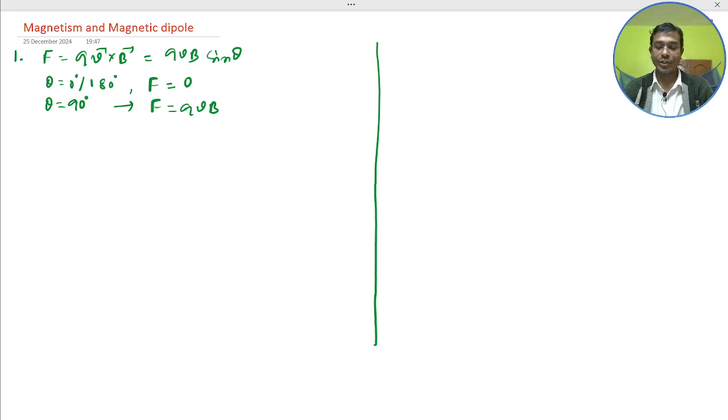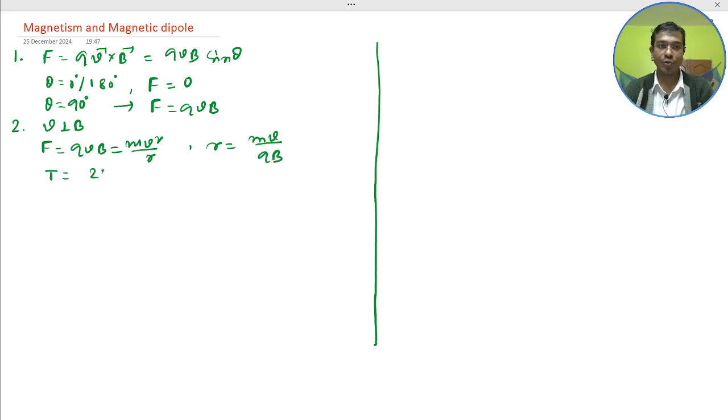Second one, motion of a charged particle in a magnetic field where v is perpendicular to B. So qvB is equal to mv square by r. So the radius of the path would be r equal to mv by qB, and the time period T would be 2 pi r by v, since t equals s by v, and the frequency, 1 by T, is written as qB divided by 2 pi m.